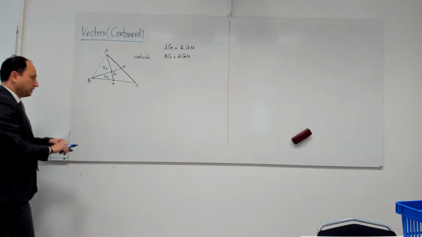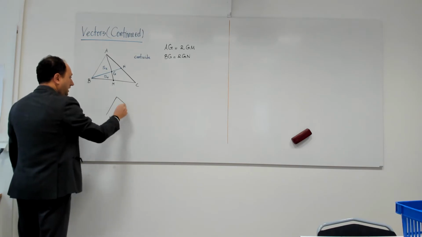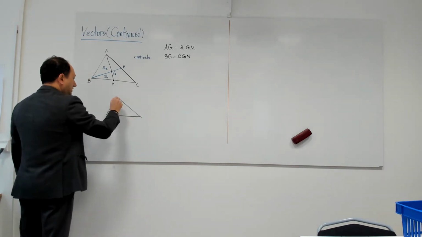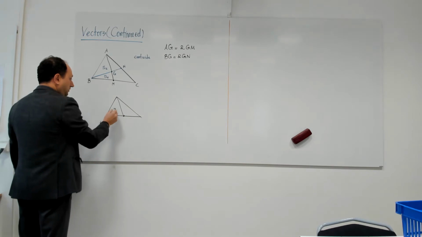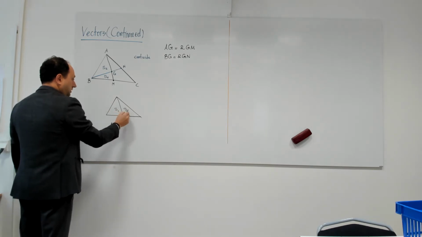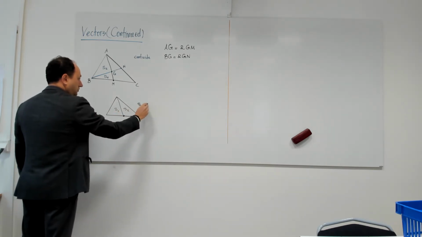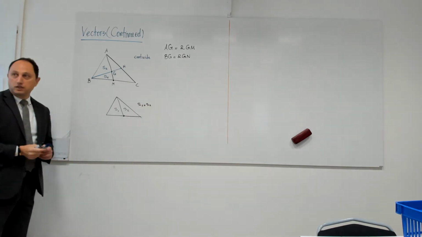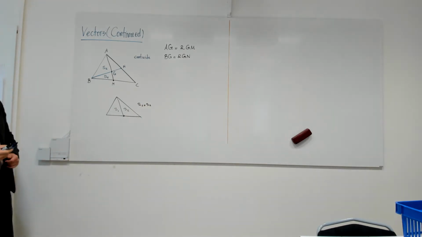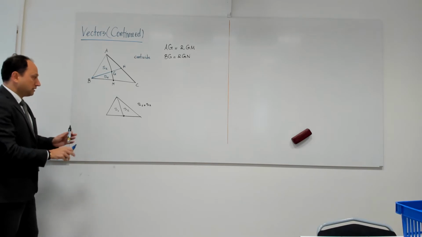Last time we talked about this, I told you that if I draw the median, and I call this one S1 and this one S2, S1 is equal to S2 exactly. This we talked about last time, if I am right. Okay, and I told you why that is the case?